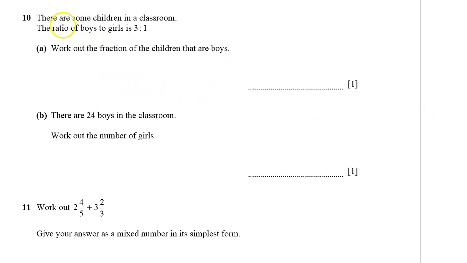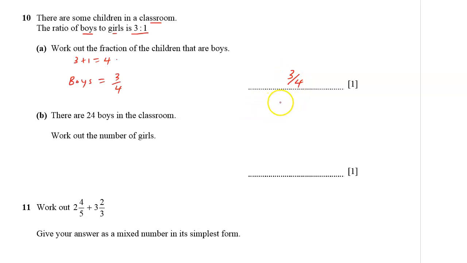There are some children in a classroom. The ratio of boys to girls is 3:1. Work out the fraction of the children that are boys. To work out the fraction, we need to get the total. The total is 3 plus 1, which is 4. So the ratio is 3:1, and therefore for boys the fraction will be 3 over 4.